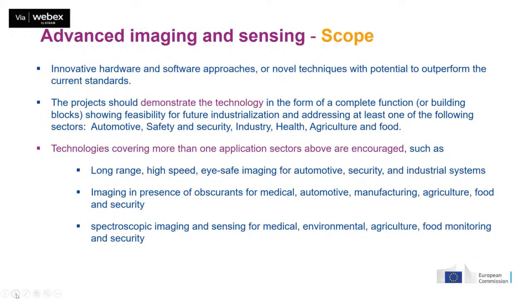For example, talking about imaging, long-range high-speed, high-safe imaging can be used for automotive, but also for security and industrial systems. Talking about imaging in a harsh environment, for example, with obscurant, can be used for medical application, but also automotive, agriculture, food, and more. Microspectroscopy imaging is also important in terms of broadening the spectrum and showing applications spanning from medical to agriculture and food monitoring and services. So this is also what we look for: high TRL, but at the same time being able to address more than one application sector. And this is the last slide on this topic.